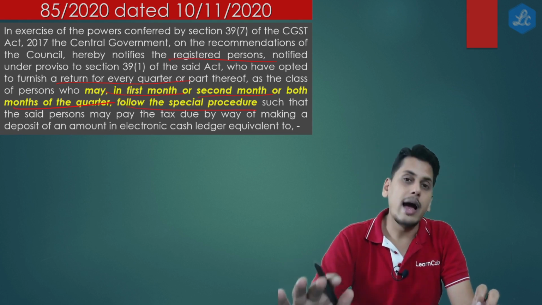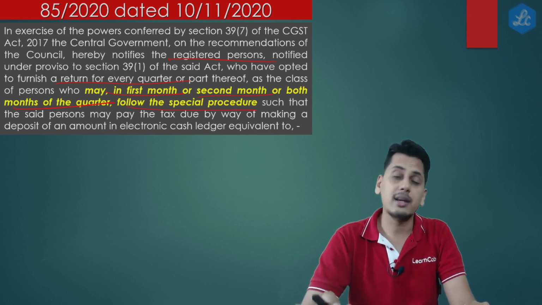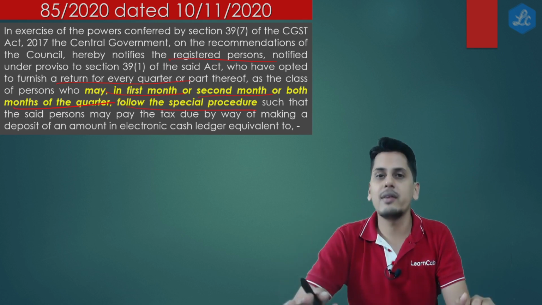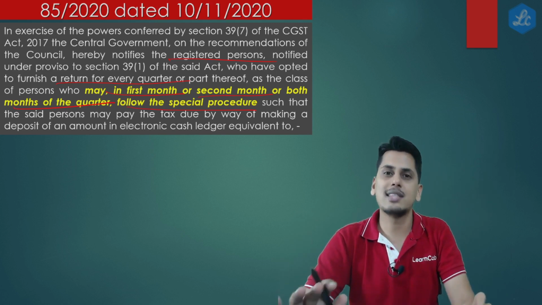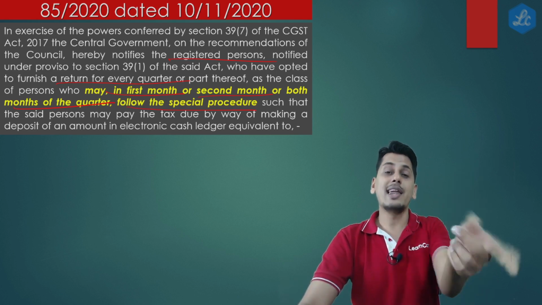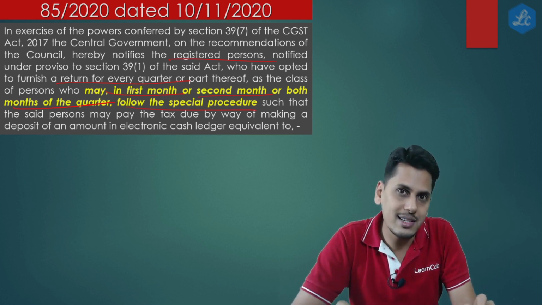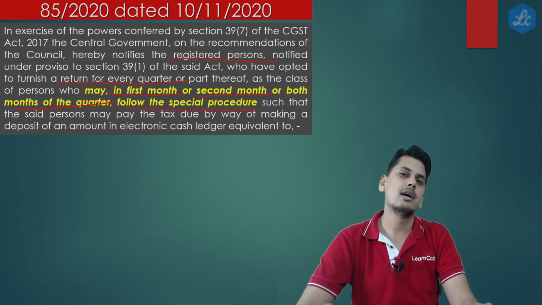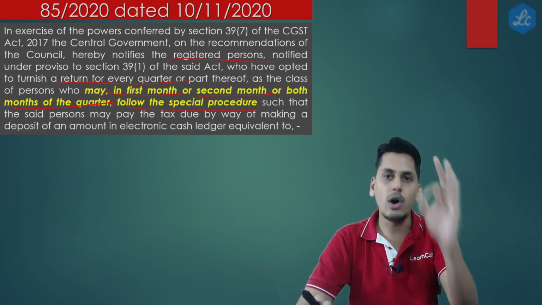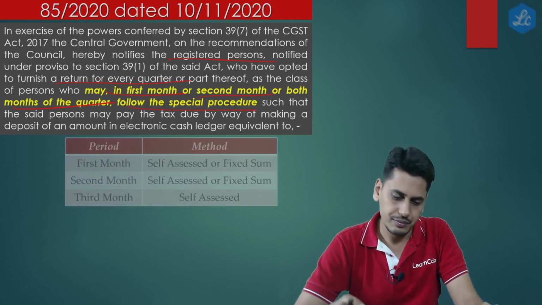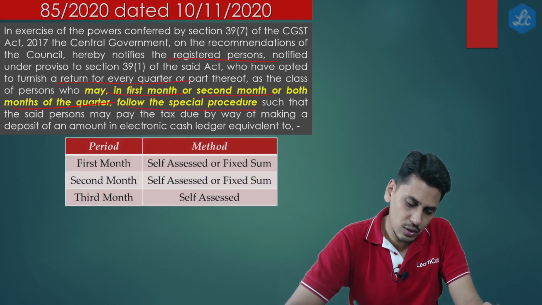So therefore, I can do my working capital management. I can compare. Of course, it would involve an additional work, but I would compare. For this particular month, should I go under self-assessment or fixed sum? For the next particular month, should I go under the self-assessment or fixed sum? And friends, of course, as we all know, for the third month, it is always self-assessment. So friends, the conclusion is something like this.